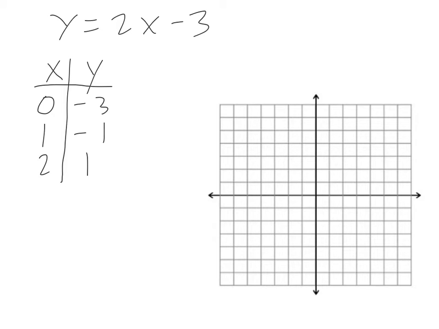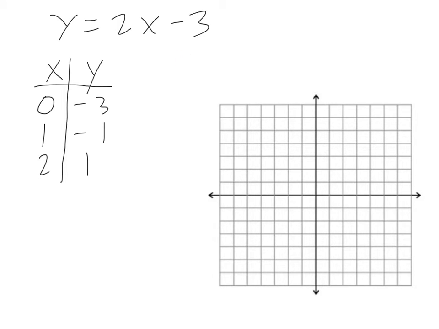Another way to do it is by looking at your slope and your y-intercept. So remember, as I just said, your slope is the number before the x, the 2 here, and your y-intercept is the number by itself, negative 3. It's minus 3, but we say that it's negative 3.